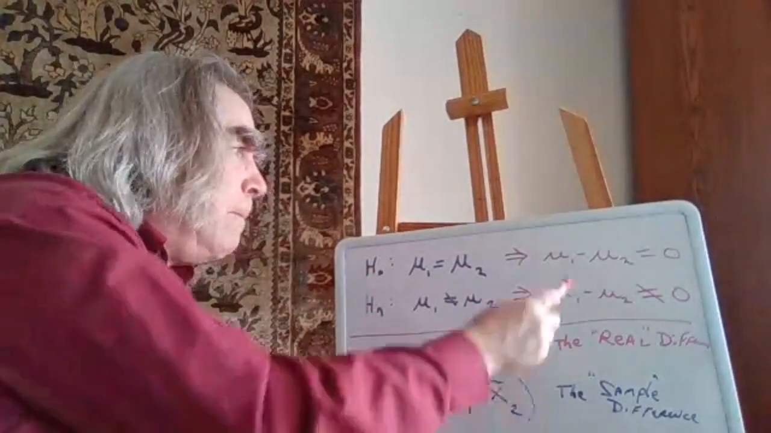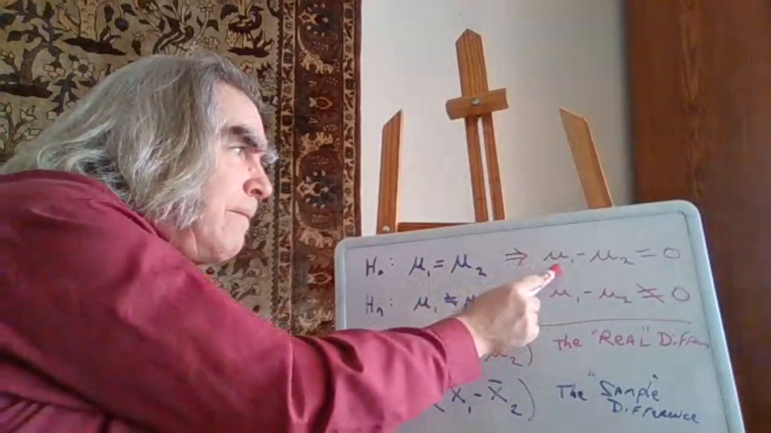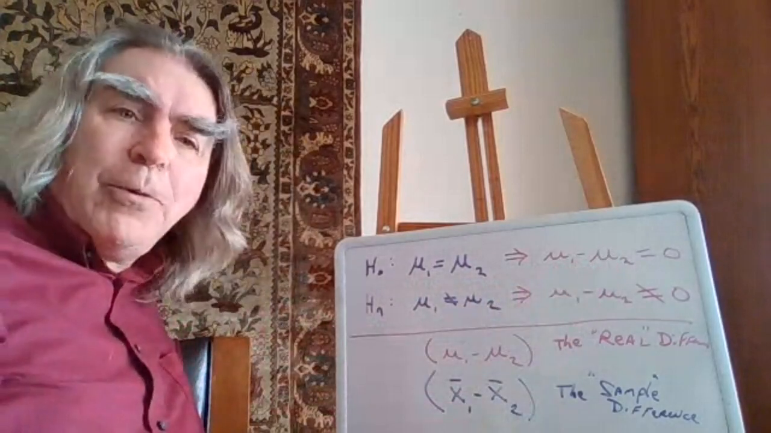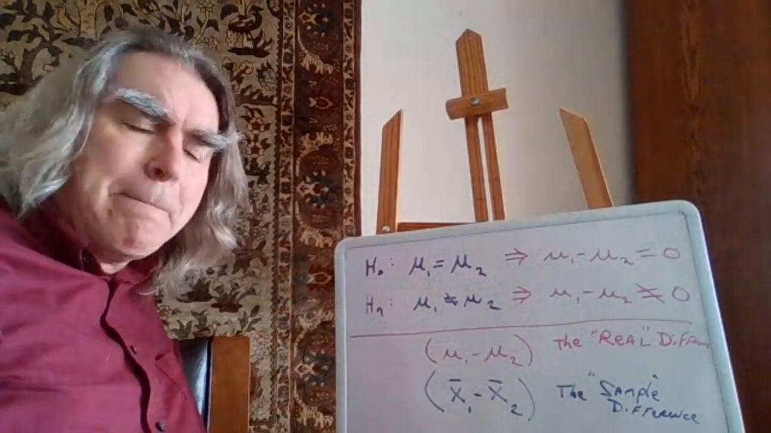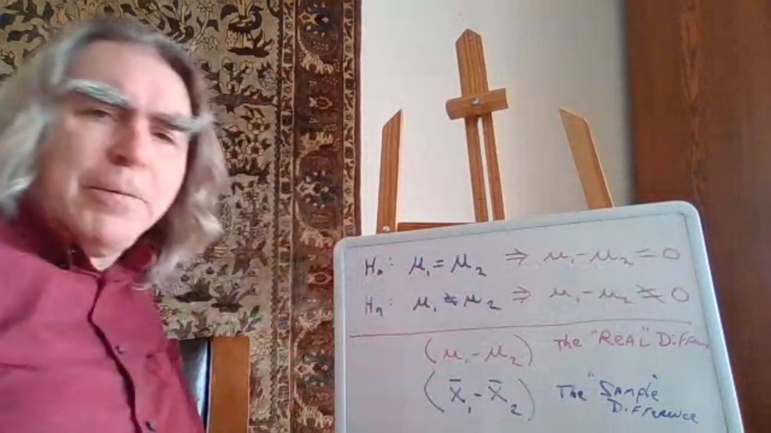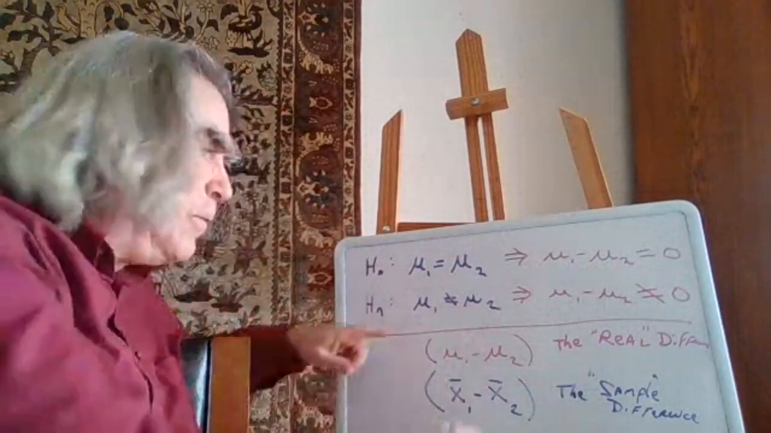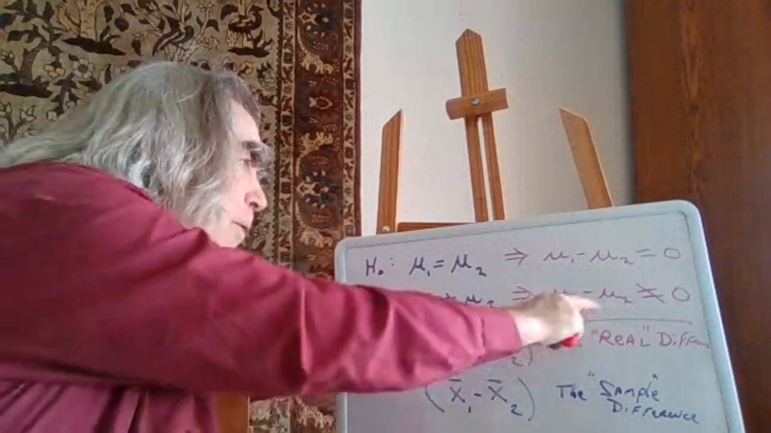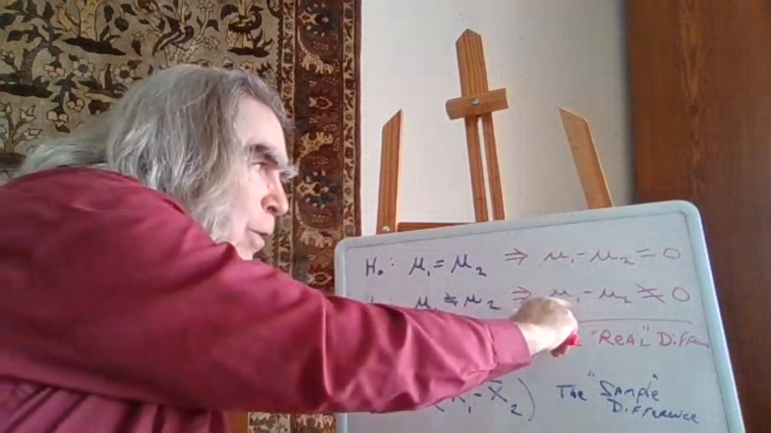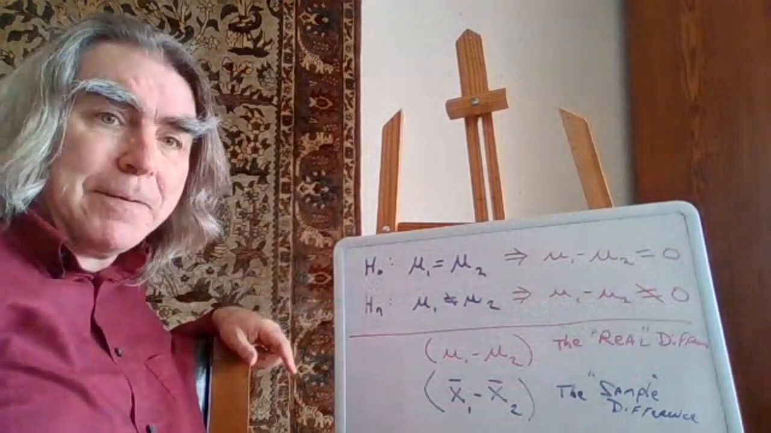We look at if mu1 equals mu2, then the following is true, that mu1 minus mu2 has to equal 0, right? mu1 minus mu2 has to equal 0. If mu1 does not equal mu2, if these things are different, then when I subtract off mu2 from both sides, I have mu1 minus mu2 is not equal to 0. Right?